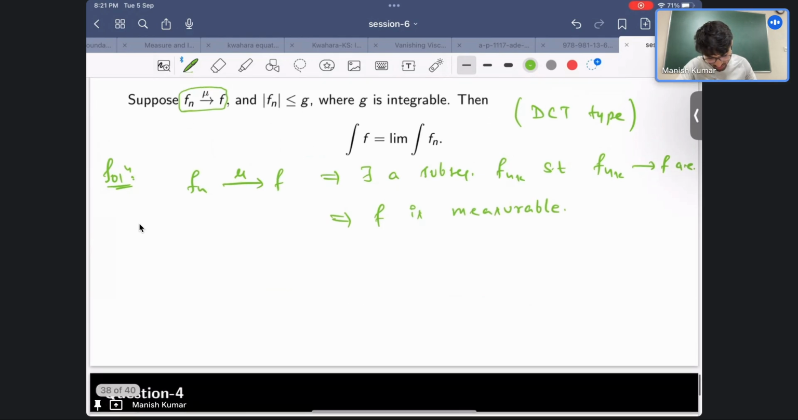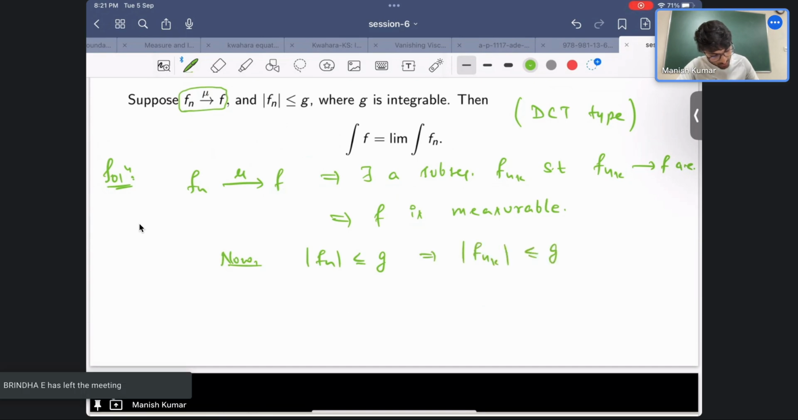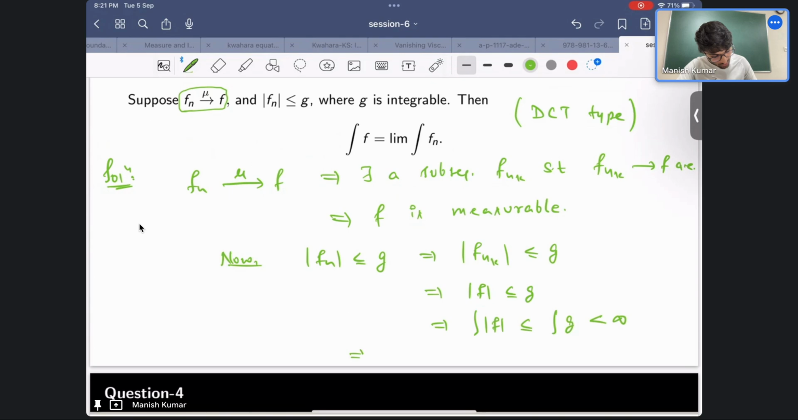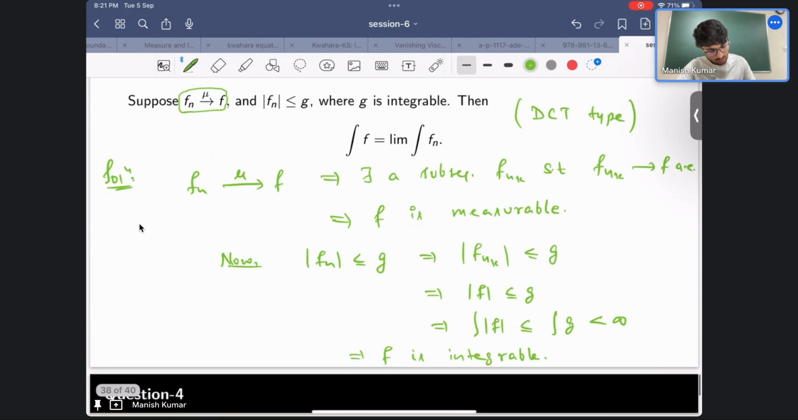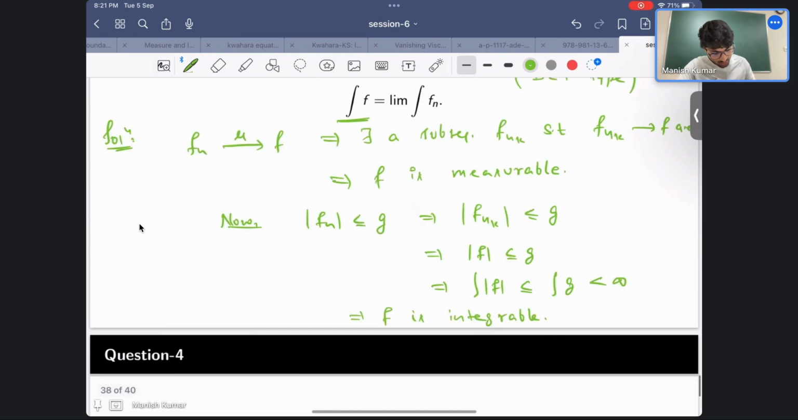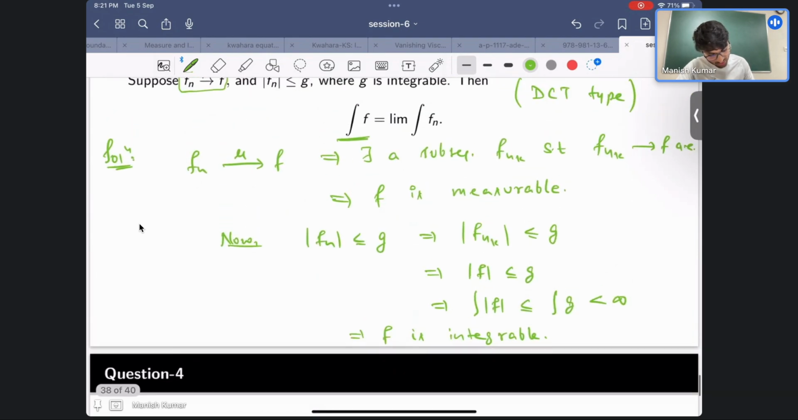Now you also have that the modulus of f_n is less than or equal to g. So this implies that the modulus of f_{n_k} is less than or equal to g, and if you take the limit you get modulus of f less than or equal to g. This implies that the integral of modulus f is less than or equal to the integral of g, which is finite. So this implies f is integrable. These two are the first things that need to be checked to make sure that this makes sense. So this was all about checking measurability and integrability of the function f.